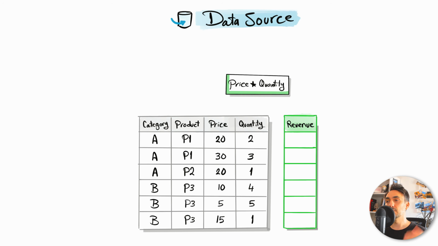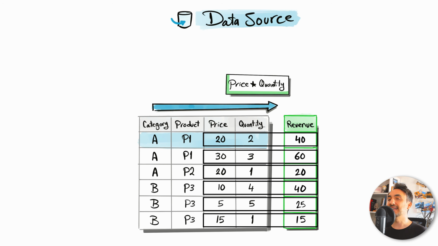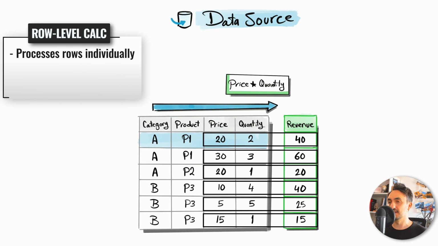So Tableau is going to go row by row, multiplying the prices with the quantity. For example, for the first row, it's going to multiply 20 with 2, and Tableau is going to store it as a new field. Then Tableau is going to jump to the next row and do the exact same thing. So as you can see, Tableau is processing each row individually and independently from each other. When the calculation is happening on one row, we don't care about the information that is present in the other rows. So Tableau is going to focus only on one row at a time.